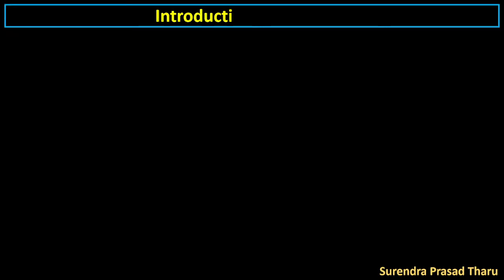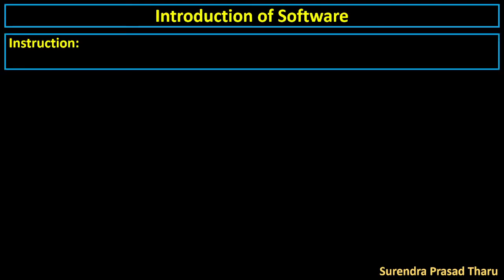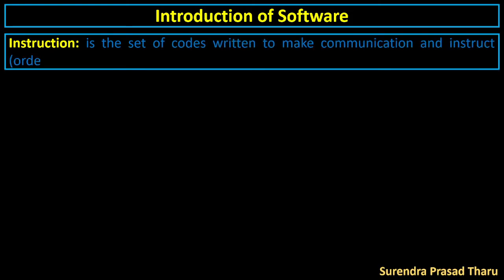First is instructions. So first let's talk about the instructions. What is instructions? It's very simple. Instructions is the command. In our general language also we use instructions to give command, to give order to anyone. That is instructions. Instructions are the set of code written to make communications and instruct or order, to control the behavior of machine or to instruct the computer hardware to do work. That is the instructions.